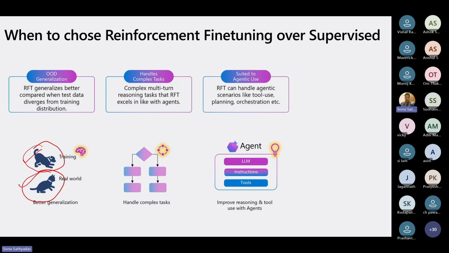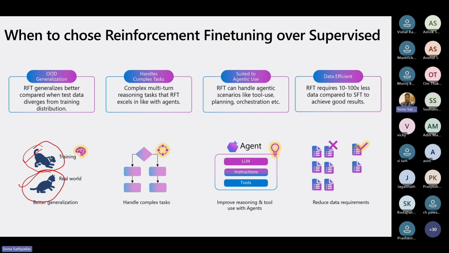Suited for agentic use. Because this is capable of handling complex operations and multi-turn reasoning, this is suitable for agent-based development. It means if you are developing agentic AI applications for tool selection and planning, this will be the better model. Which means fine-tuned models are better. Which models, reinforced fine-tuned models are better than supervised fine-tuned models?